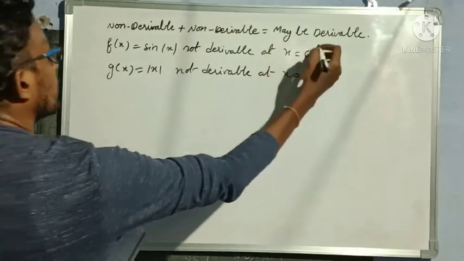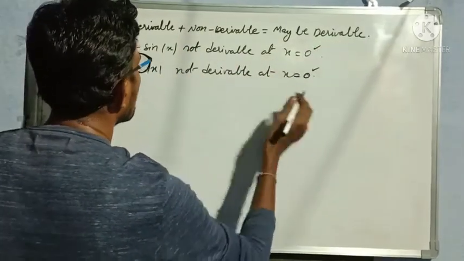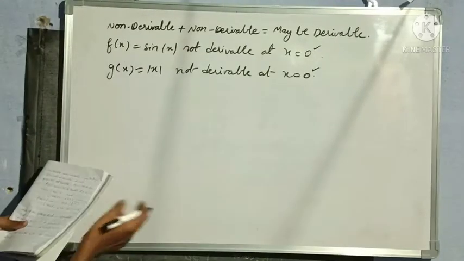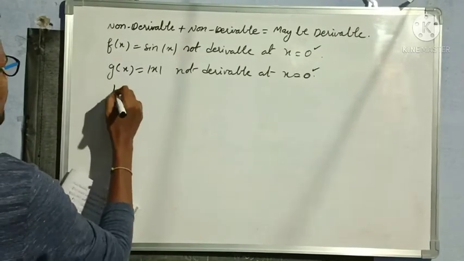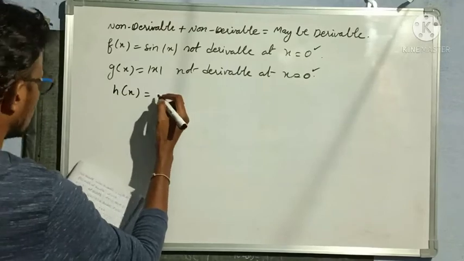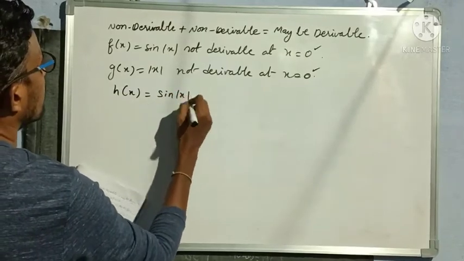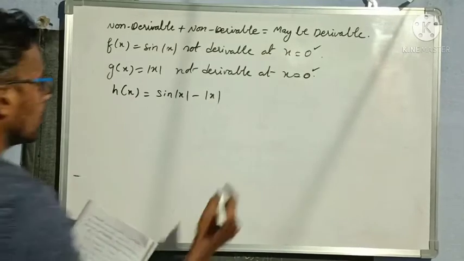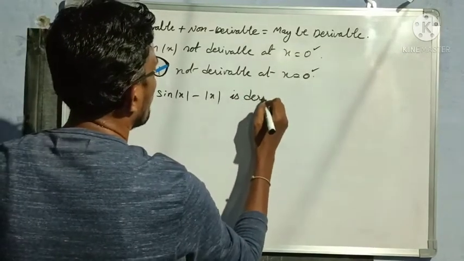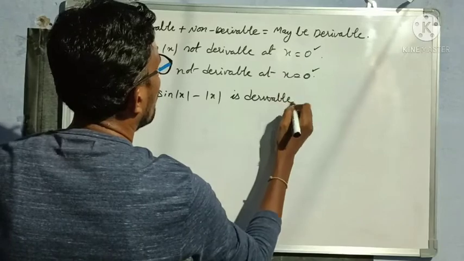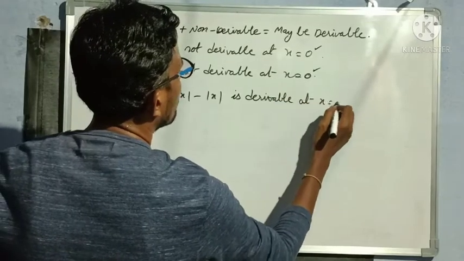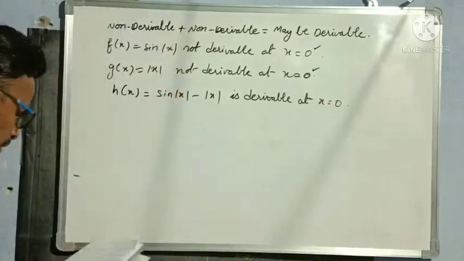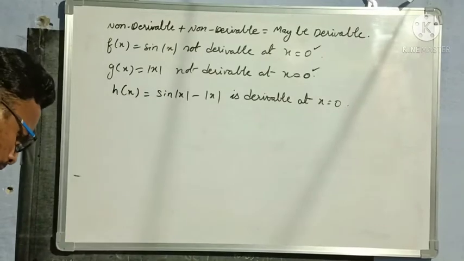So it is also not derivable at x is equal to 0, and this is also not derivable at x is equal to 0. But if I subtract these two, I am taking one more function h of x is equal to sin of mod x minus mod x. Let me see whether this is derivable at x is equal to 0 or not.